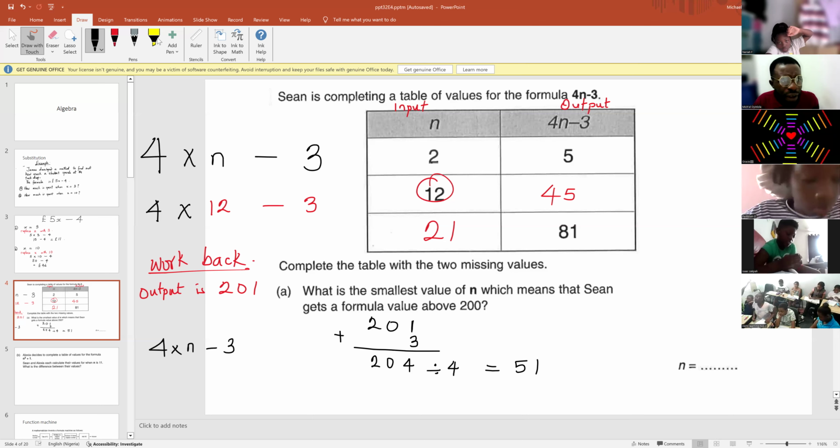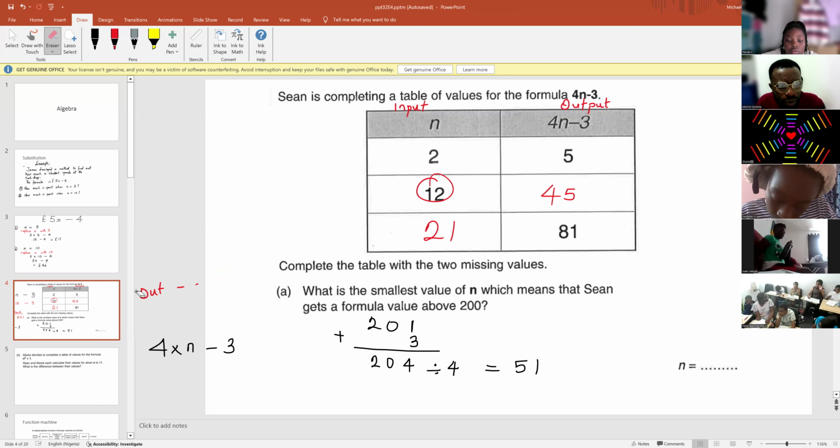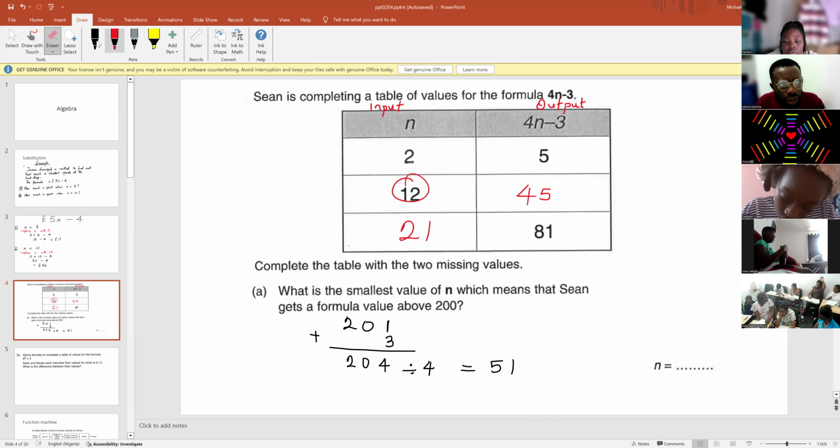Oh, Hannah did not get 51. You did not get 51, right, Sarah? You didn't get it. I still don't get it. I don't know why we have to add 3, but it says.